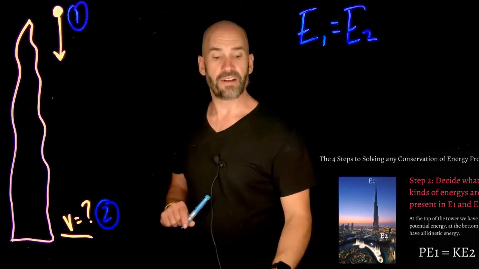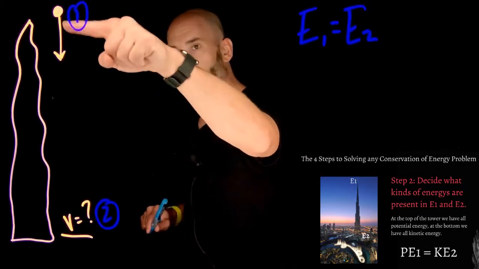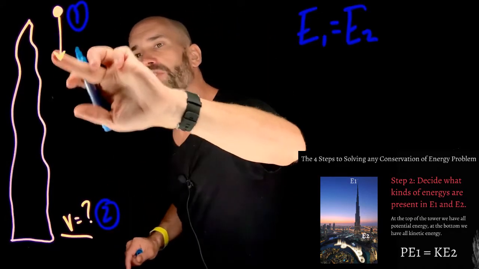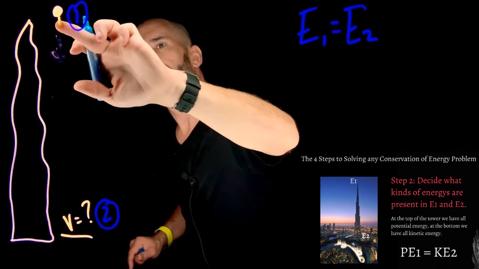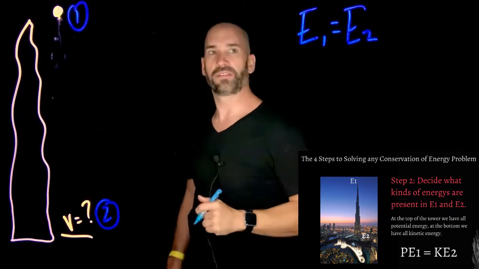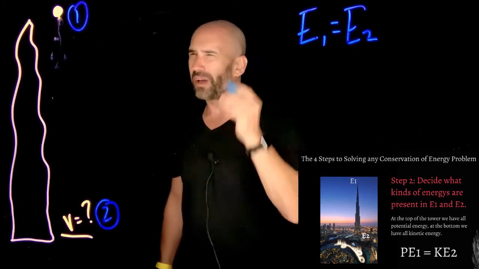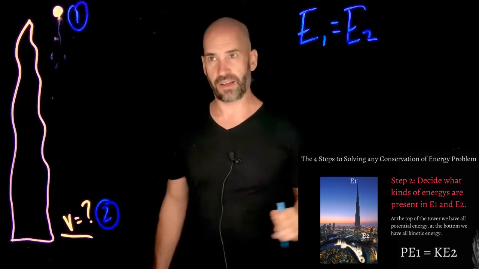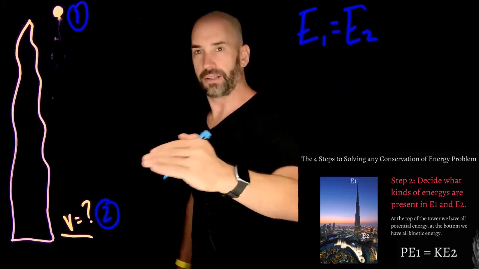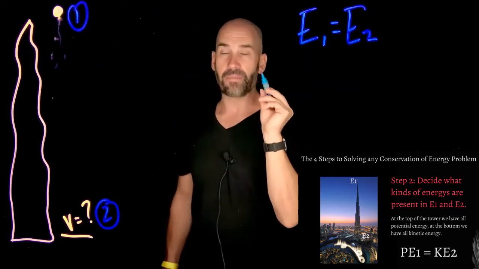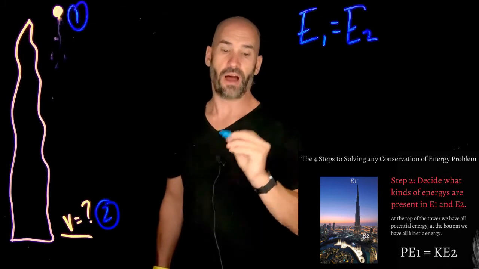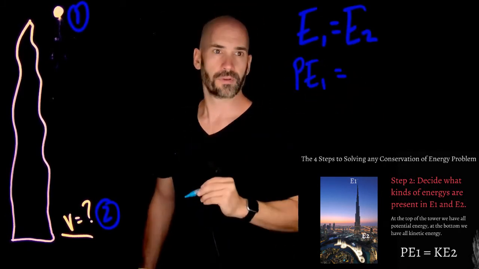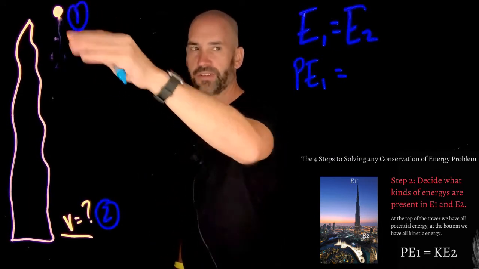You decide what kind of energies are present at your E1 and at your E2. Okay, so right here, if I'm dropping this little gumball from rest, what kind of energies do I have here? Well, I can't have kinetic energy, right? Because it's not moving. There's no velocity, right? Kinetic energy is not there. But I do have a height, right? So that means I must have potential energy. So I'm going to put PE1 right there. Okay, that's the only energy I have here in this initial situation.